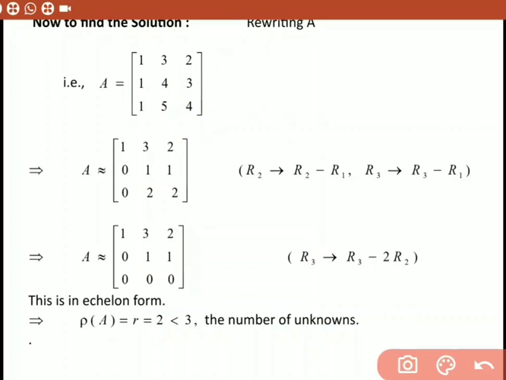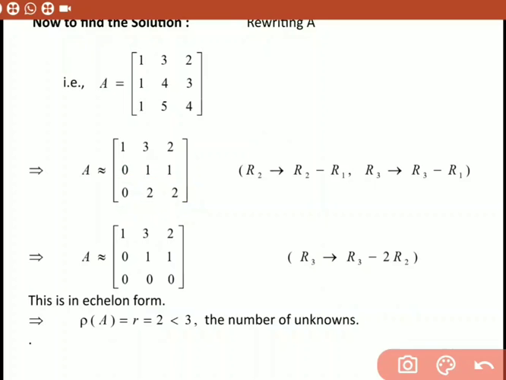Next, we want to make these 2's also equal to 0. For that you have to use R3 changes to R3 minus, because you want to make this one 0. So for this you have to see the elements in the previous row. There are 1, 1, 1. If you want to make these two elements 0, you have to change R3 to R3 minus 2 times R1.